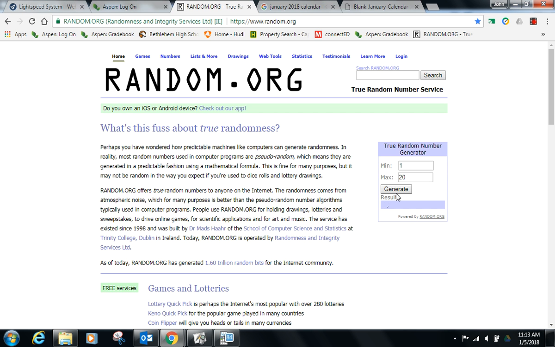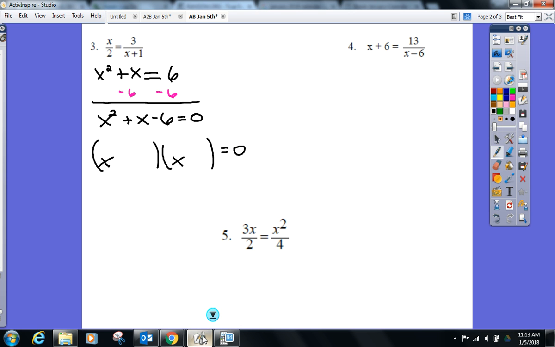Did we come up with those numbers? -2 and 3. That looks like it multiplies to -6 and adds to 1. From here, what do I do with each of these factors? Okay, set them equal to 0. Some of you know the quick trick, which is just change the sign. So x equals +2 and x equals -3.